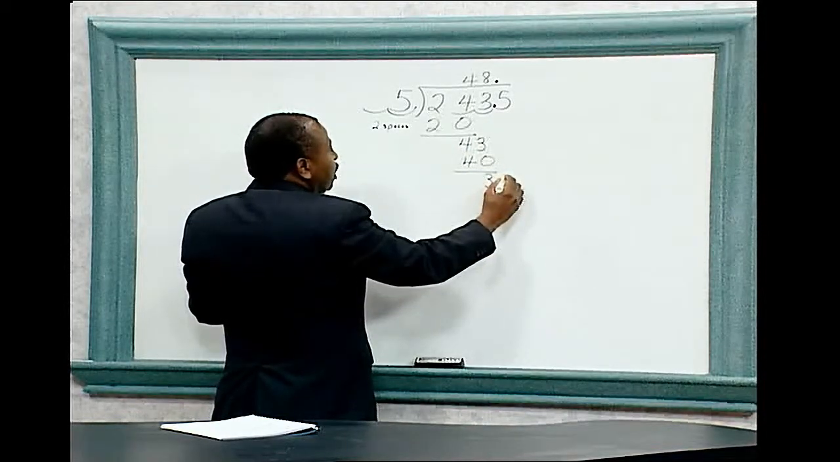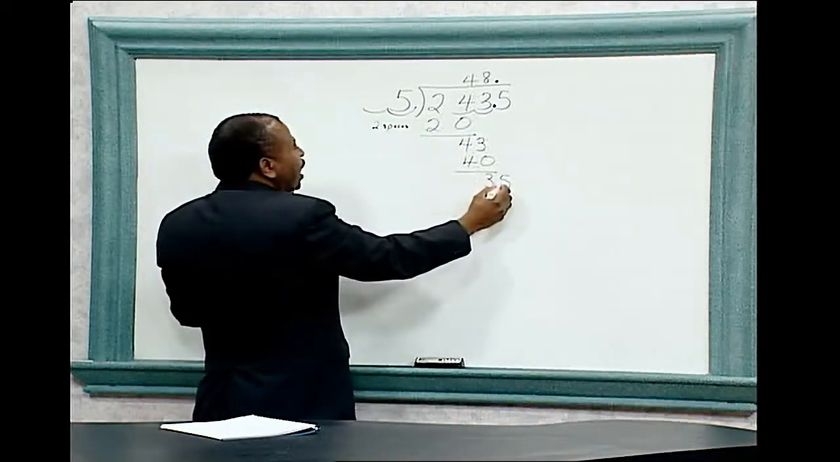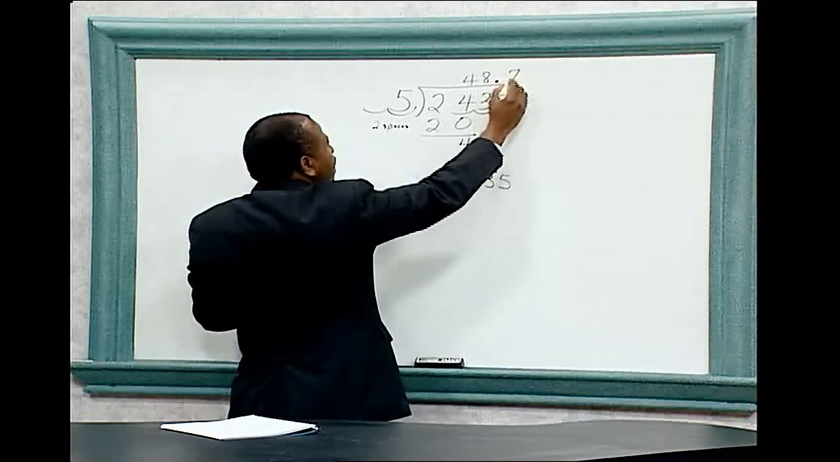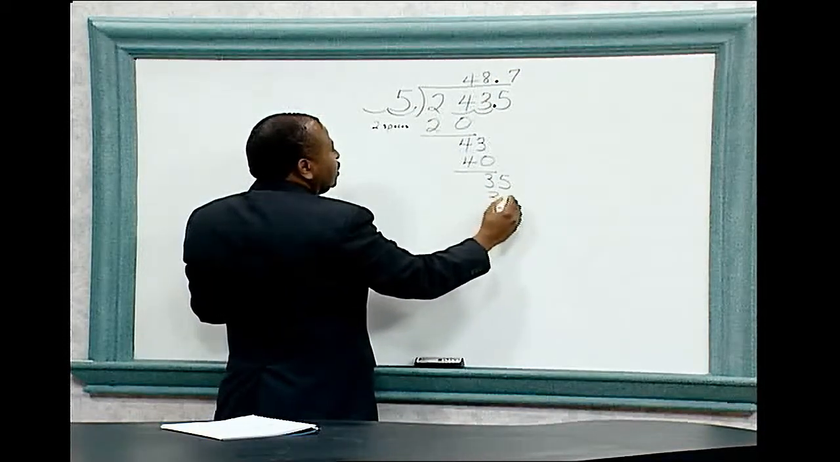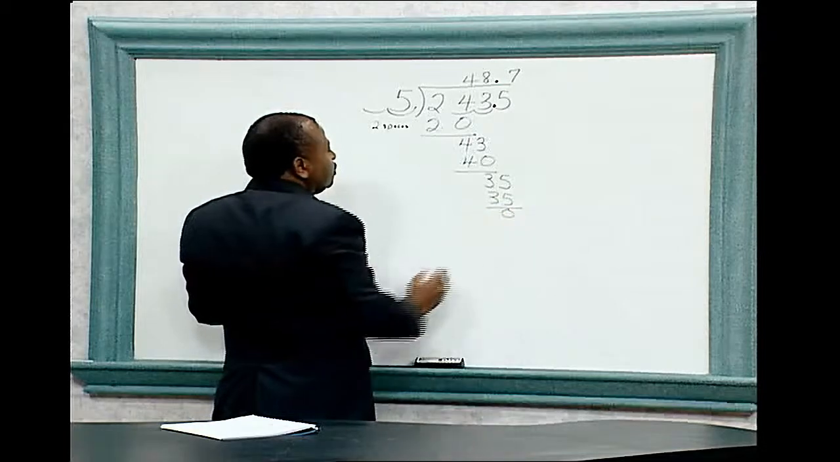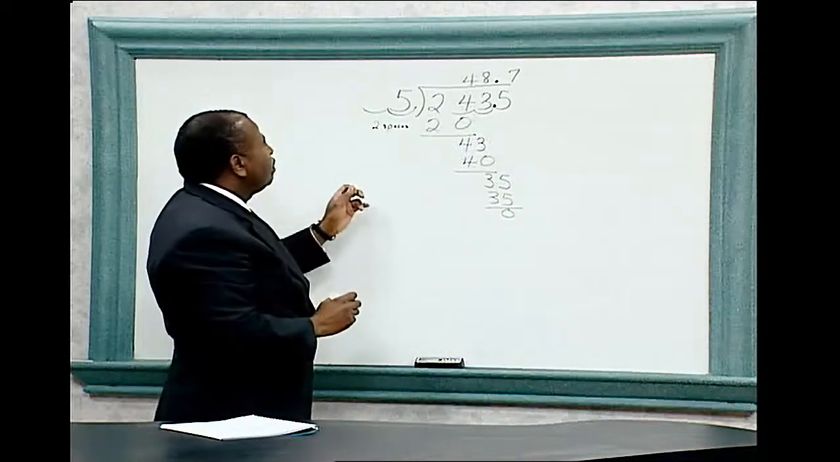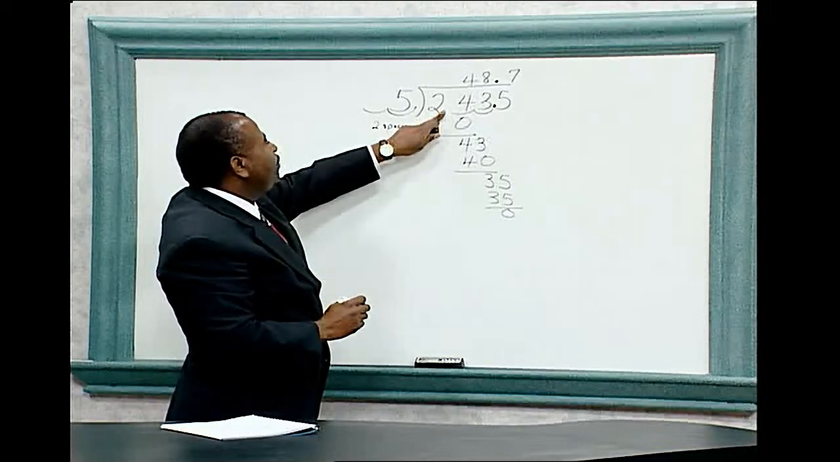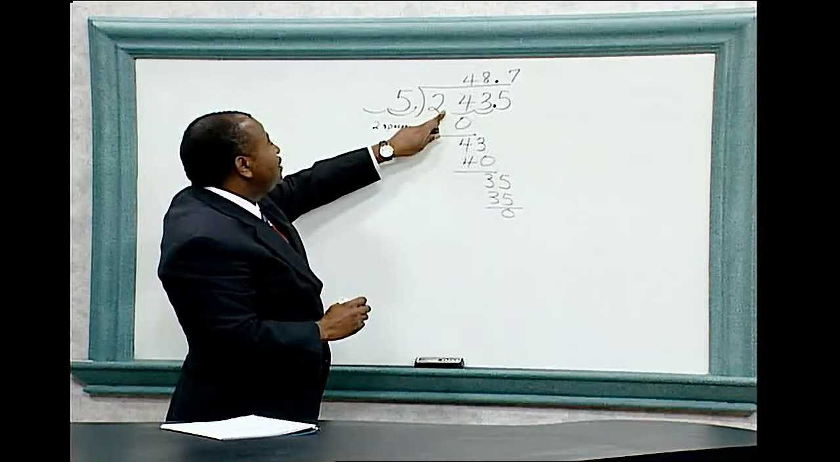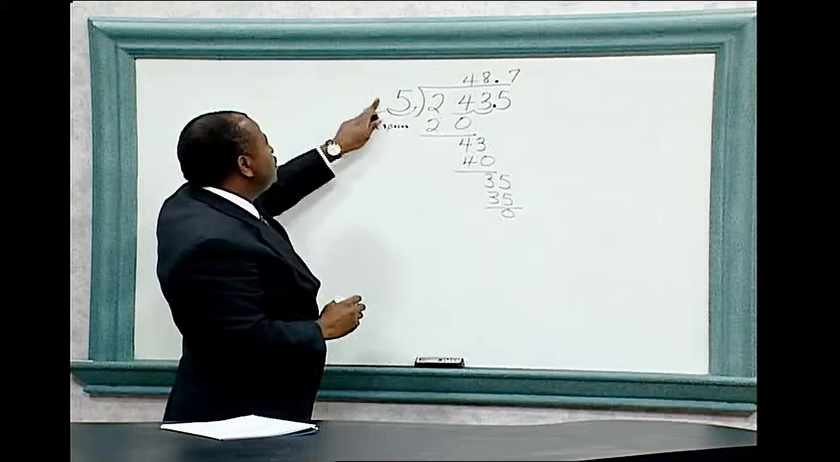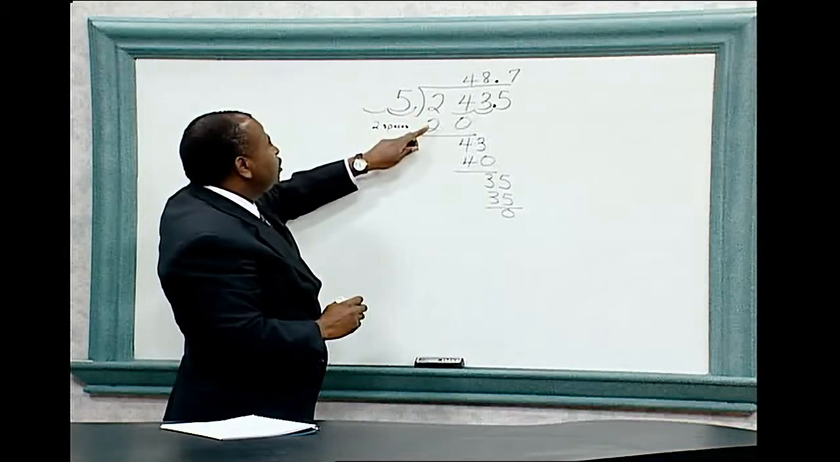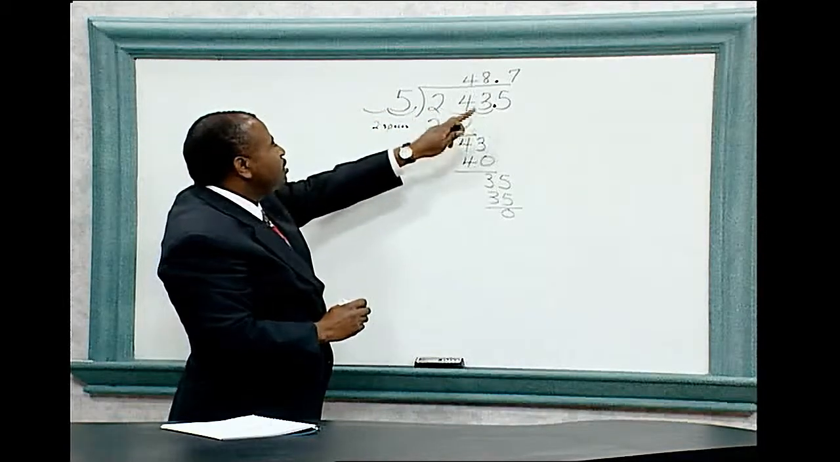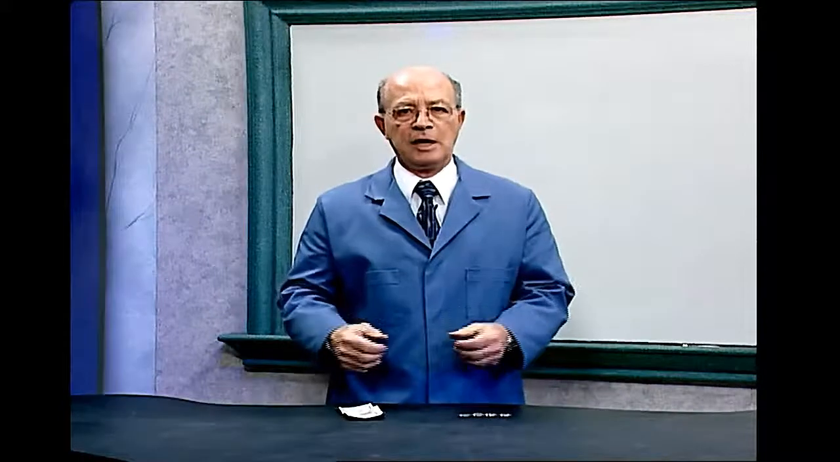Bring down the next number, which is 5. 5 will divide into 35 7 times. 7 times 5 is 35. Remainder 0. Therefore, 2.435 divided by 0.05 equals 48.7.